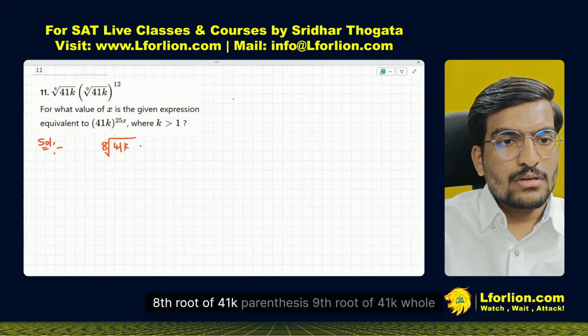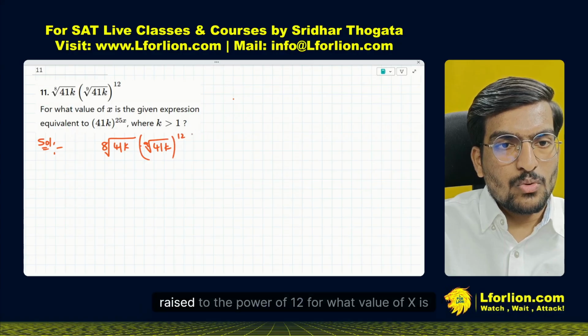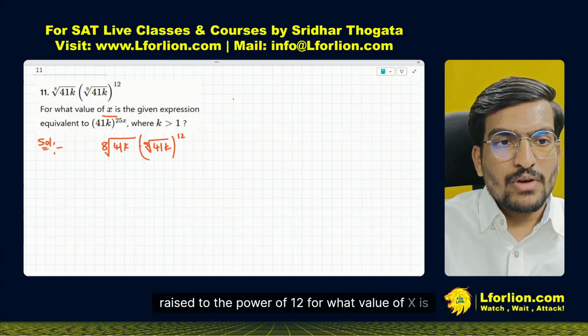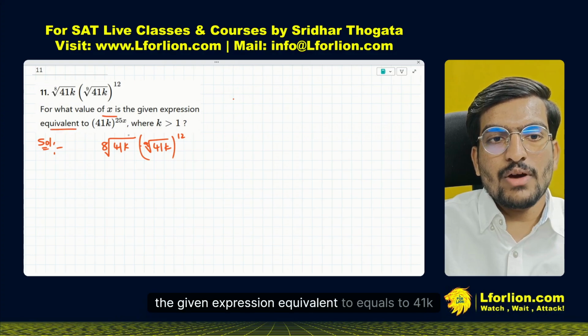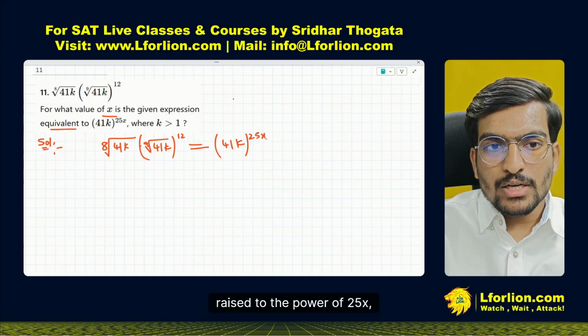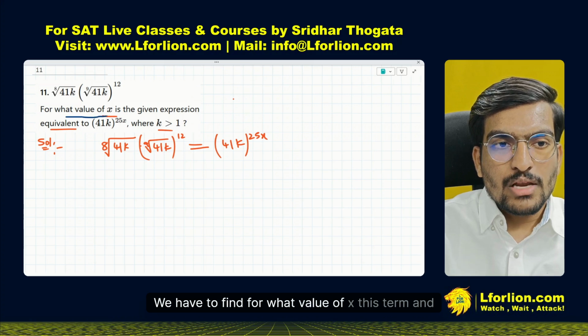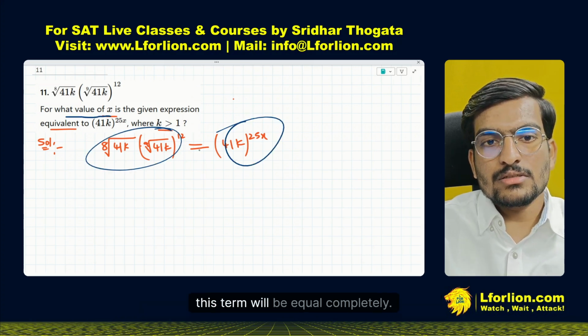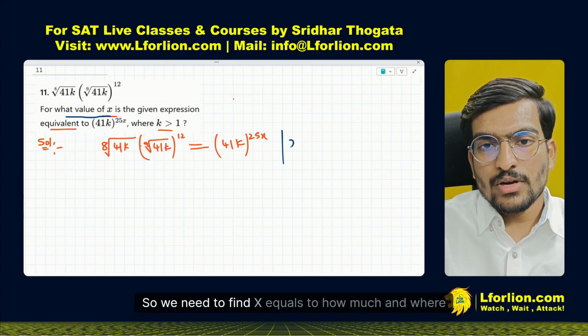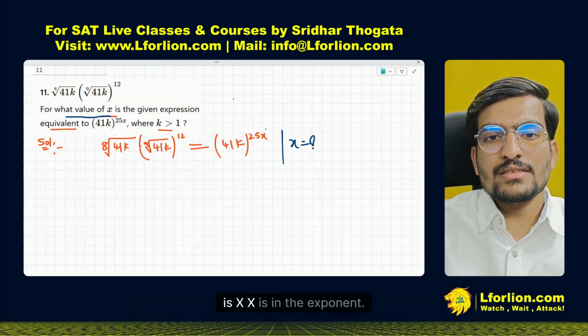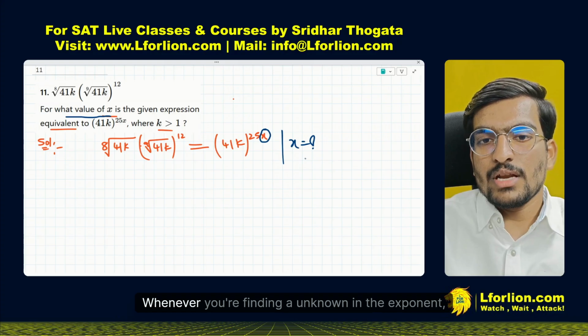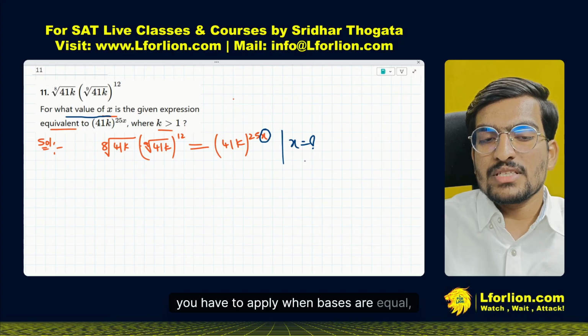Question number 11. Eighth root of 41k, parenthesis, ninth root of 41k whole raised to the power of 12. For what value of x is the given expression equivalent to 41k raised to the power of 25x, where k value is greater than 1? We have to find for what value of x this term and this term will be equal completely. So we need to find x equals how much, and where is x? X is in the exponent.